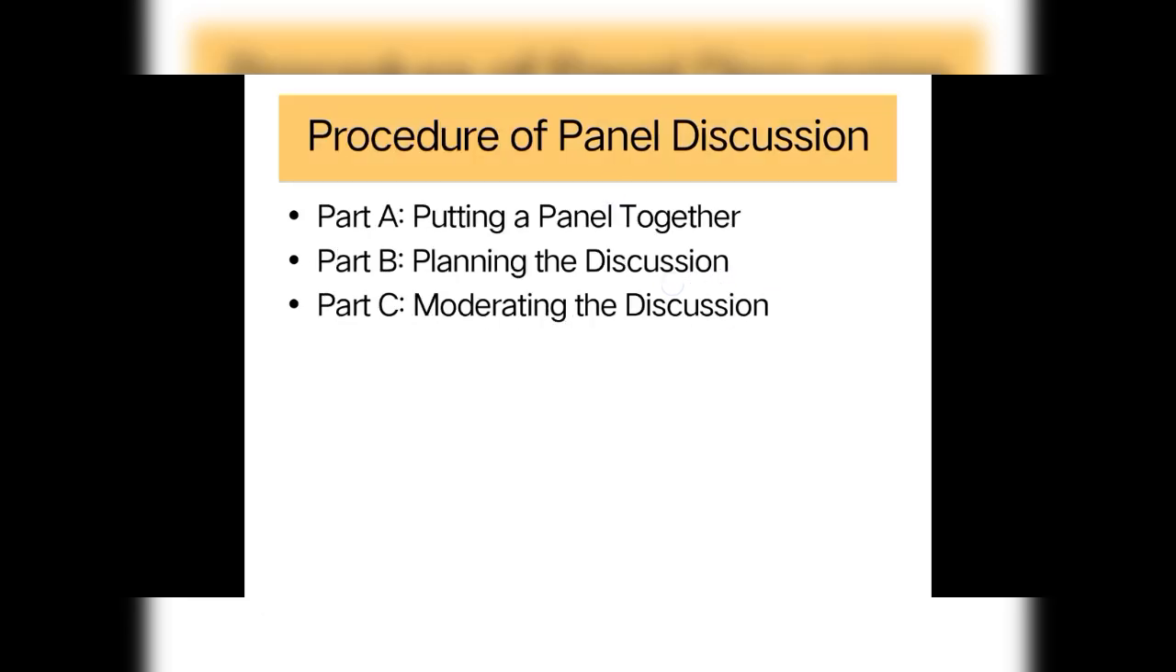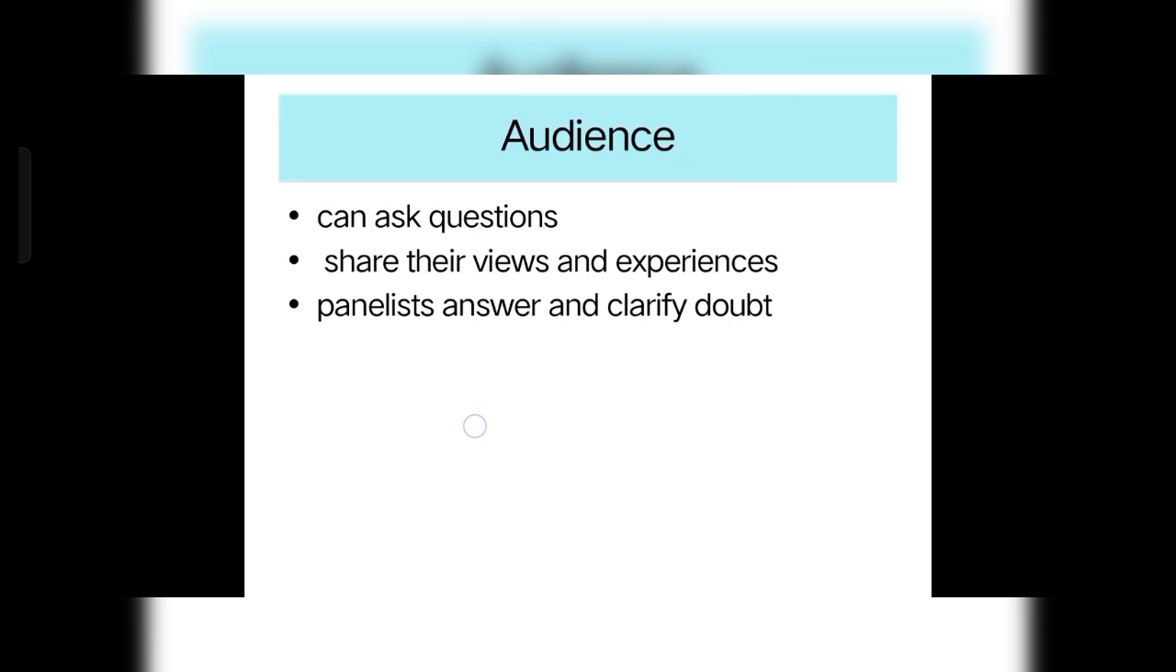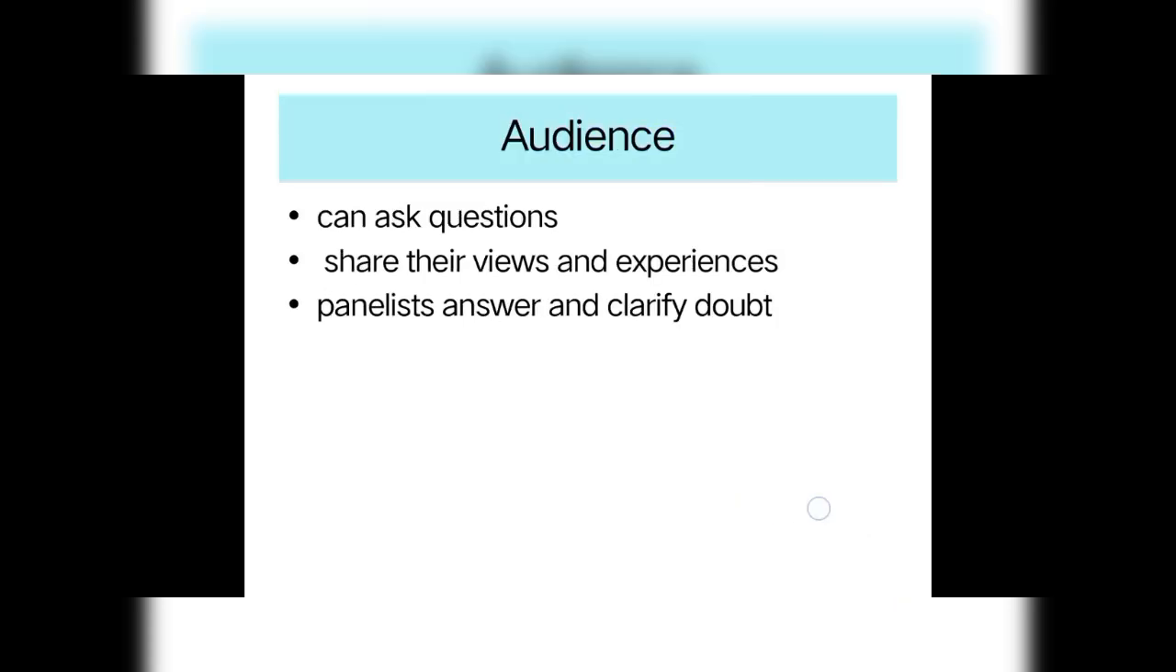Then the next one is the panelist. The next members of the panel discussion are the panelists. There are usually 4 to 10 members, and they should sit in a semicircle with the moderator in the middle, and the panelists should have good knowledge about the topic. The next one is the audience. The audience can ask questions and share their views and experience about the topic, and panelists should answer the questions and clarify the doubts of the audience.